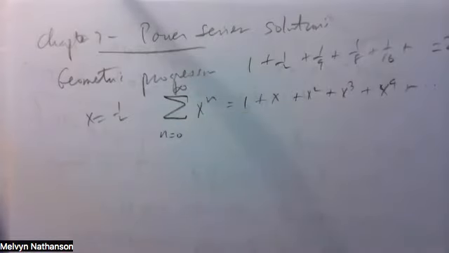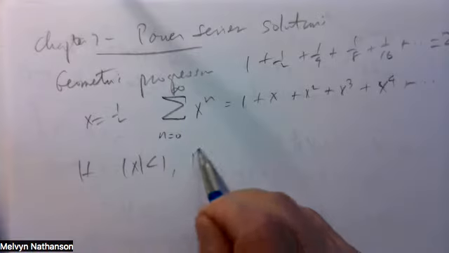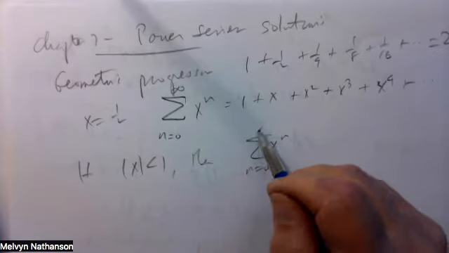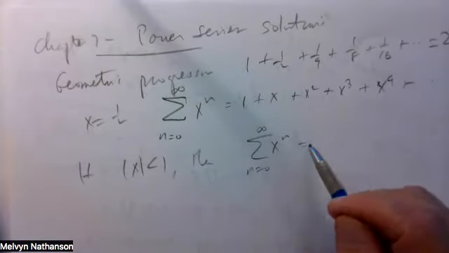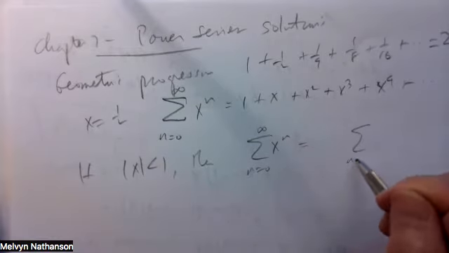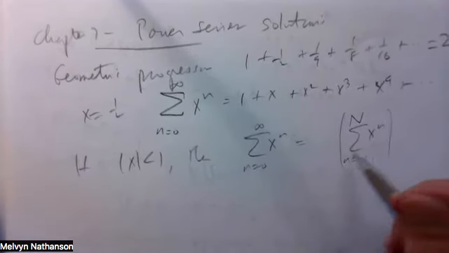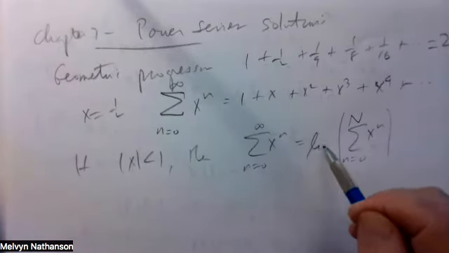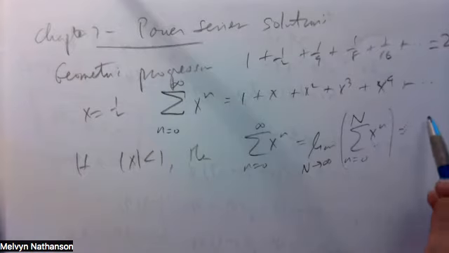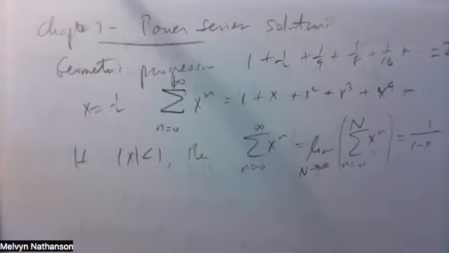And they teach you in calculus that if x, in absolute value, is less than 1, then this infinite series converges. What it means to converge is you take a partial sum, just the sum of the first, say, capital N plus 1 terms. So this is just a finite number, you can add it, and then take the limit of this as N goes to infinity. And this always converges, if x in absolute value is less than 1, to 1 over 1 minus x.